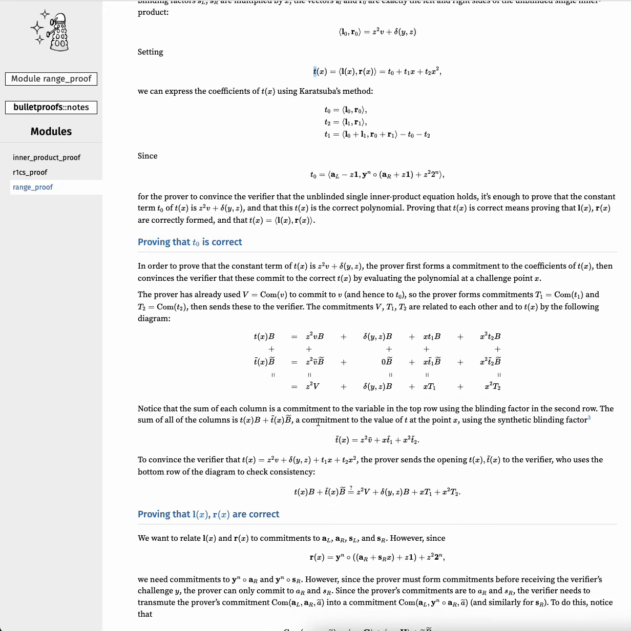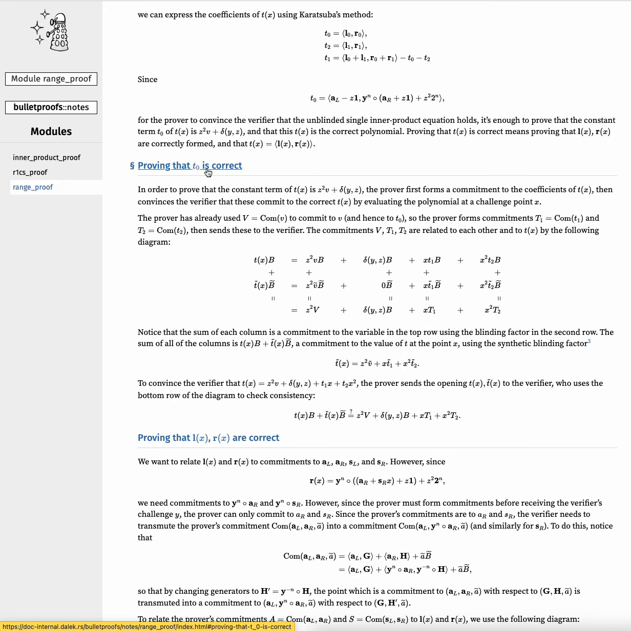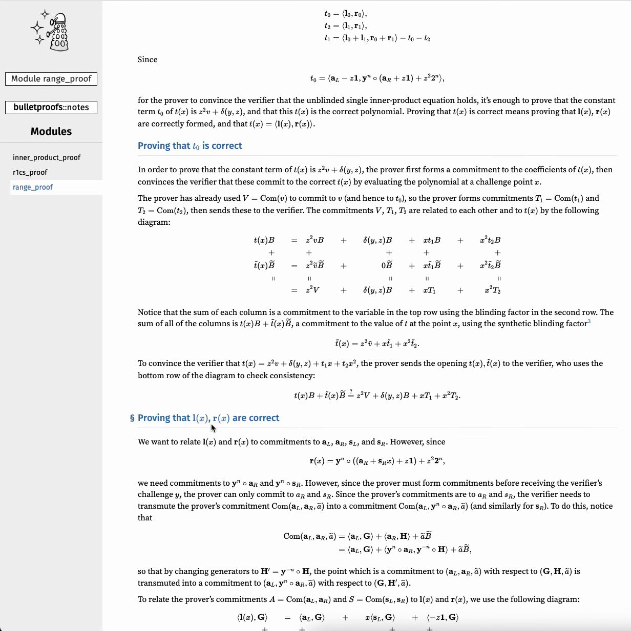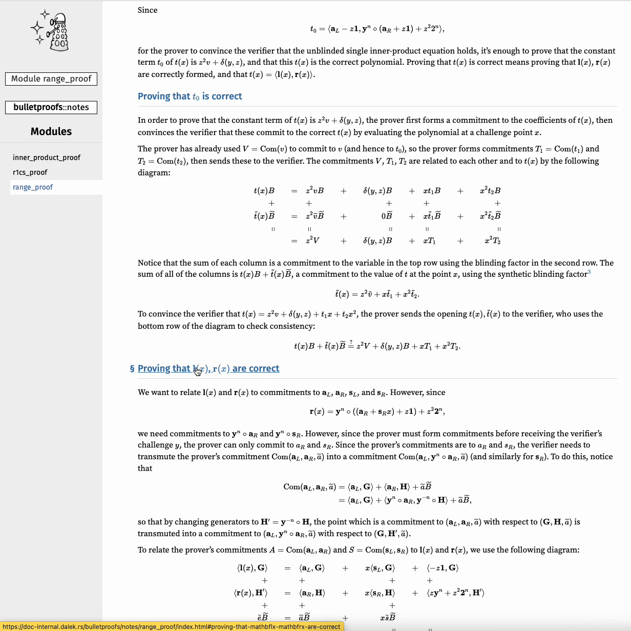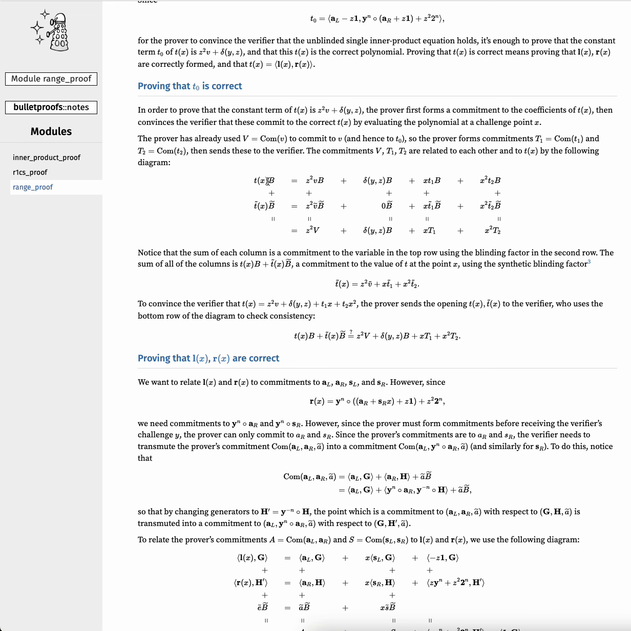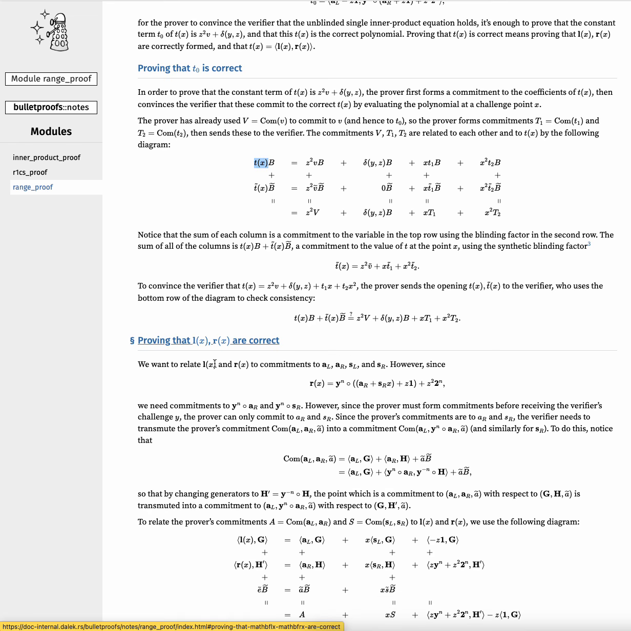And so there are two sections. Proving that T0 is correct is basically extracting the output of T, and proving that L of X and R of X are correct is basically computing, as the verifier, the left input and right input instantiated at this point X. So these are blinded inputs to give to the IPA. Again, the prover will give us the output to give to the IPA, but as the verifier, we can compute the inputs.